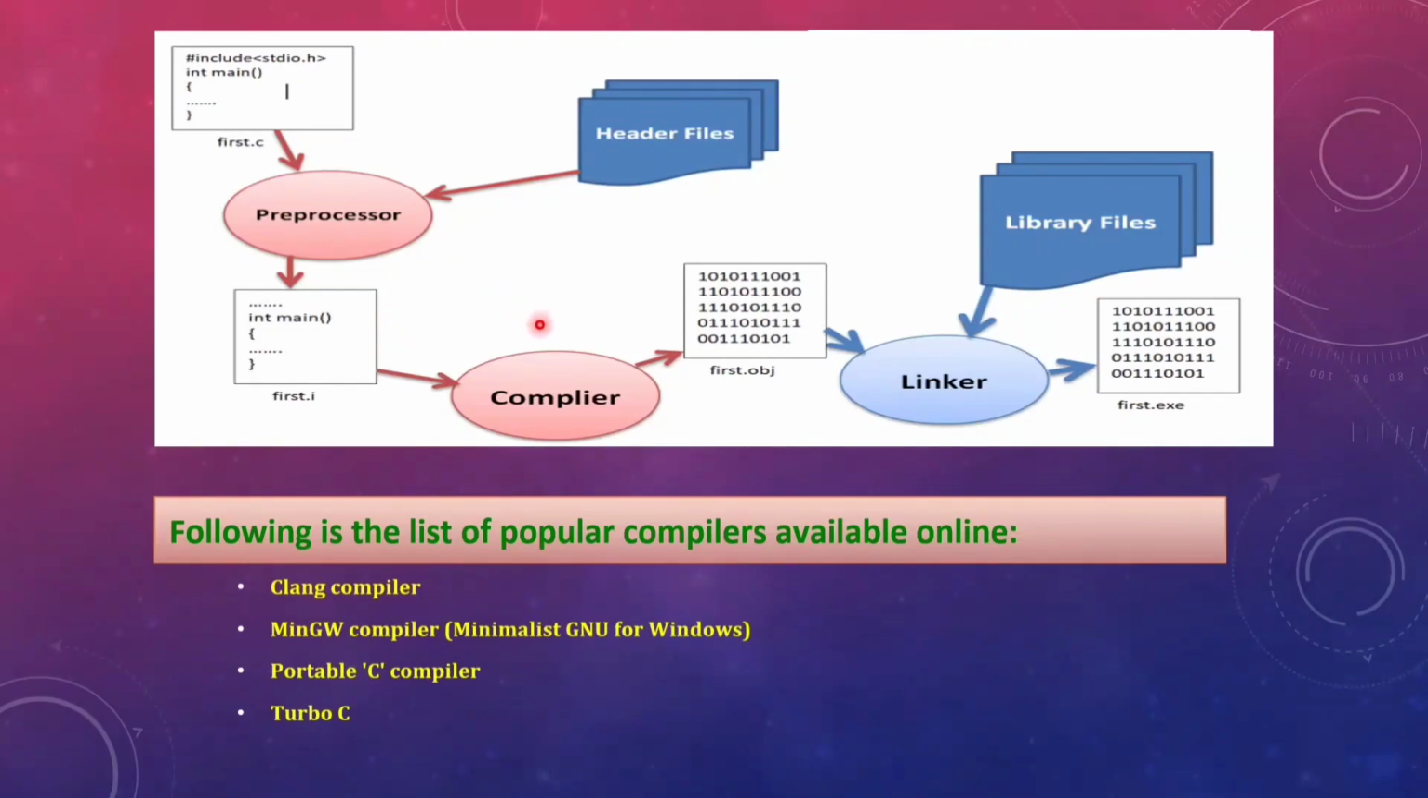Now coming to the compiler. After the preprocessor, the compiler converts this I file into the object file. An object file is nothing but a machine readable file. So the compiler converts this I file into a binary file, which is called an object file, that is first.obj.